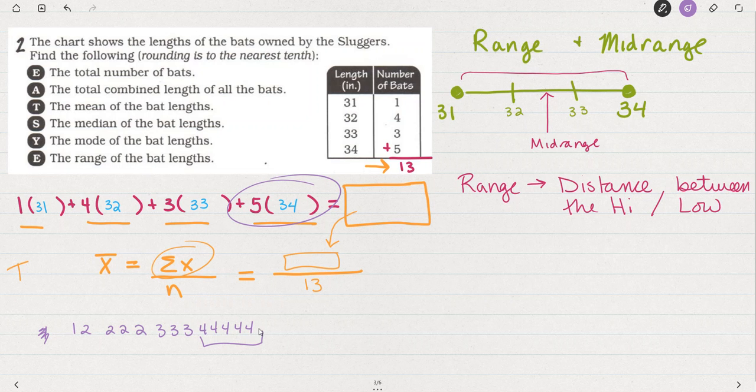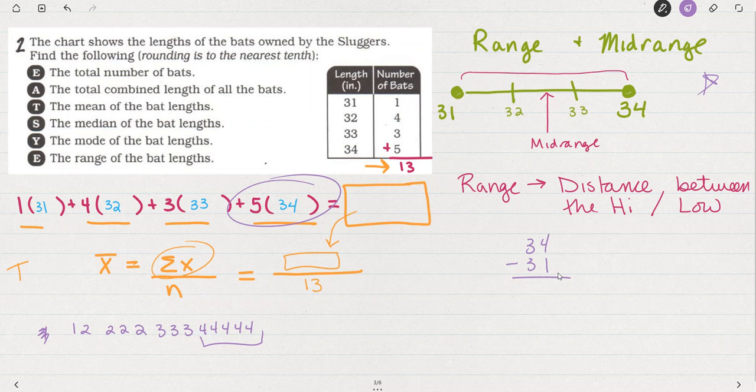So there were more 4s, so more 34-inch bats than anything else. And then the range, if you see here in the page, the top right, the range is telling us the distance between the high and the low. The shortest bat was 31 inches, the longest bat was 34, so the difference is going to give us the range.